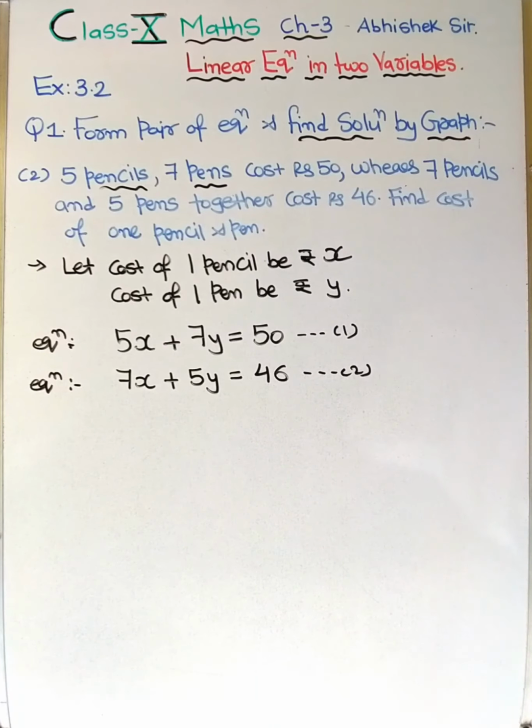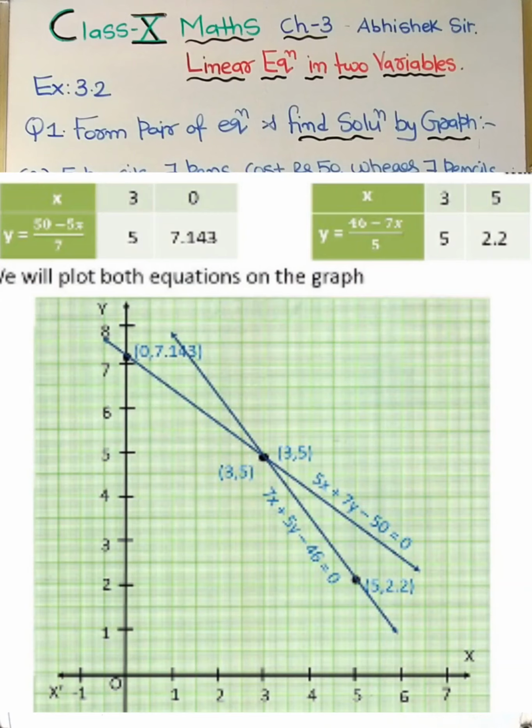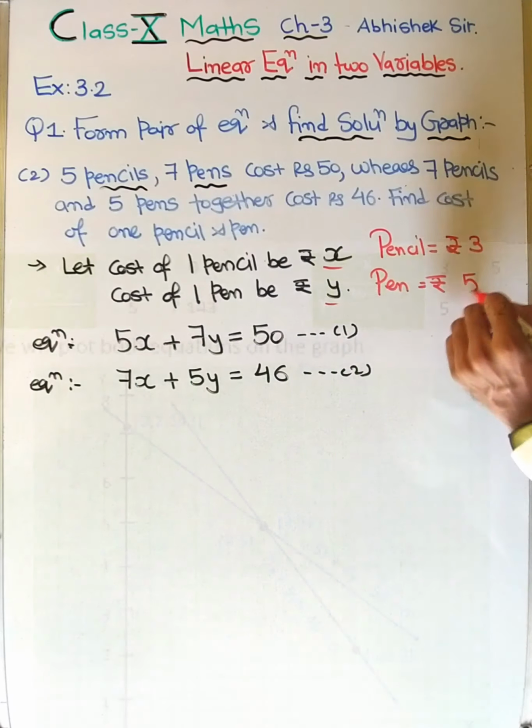You see that both these lines intersect in the first quadrant, at a point whose x coordinate, you see carefully, is 3 and y coordinate is 5. So what we can infer from this is that this is our solution. If one pencil was rupees X, the X coordinate will be the answer, so that is rupees 3, and one pen was rupees Y, so its value is the Y coordinate that we have got, 5. That's it.